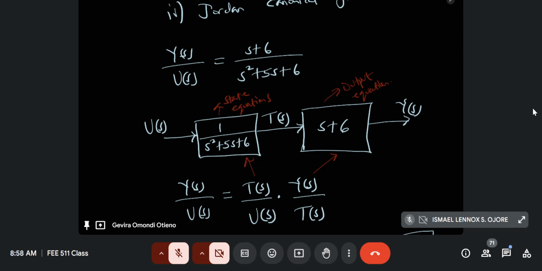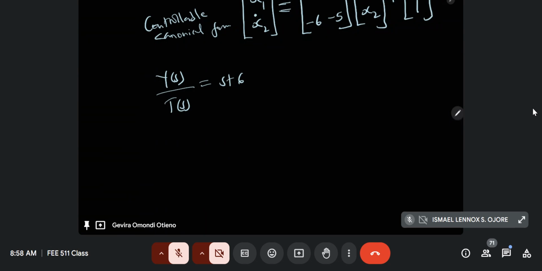Okay, the second block has to give us the output equation, and you can see that the second block should be Y of s over T of s equal to s plus 6. Okay, let me write that down here. Y of s over T of s should be equal to s plus 6. So again, we cross multiply, and we'll find that s plus 6 times T of s equals Y of s.